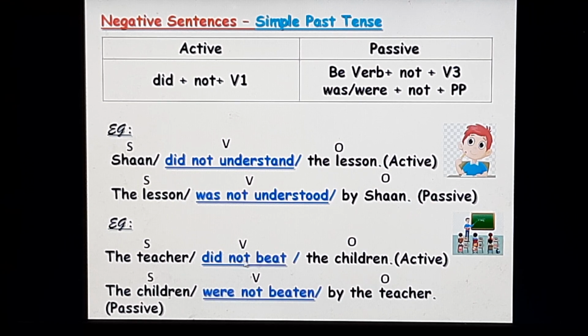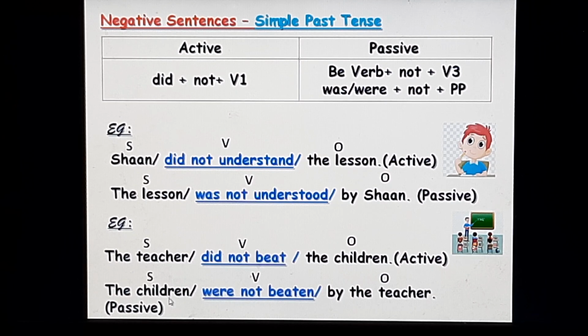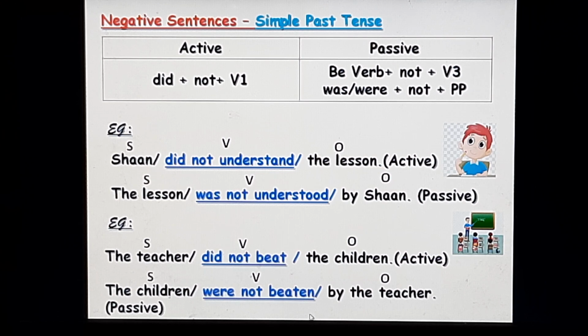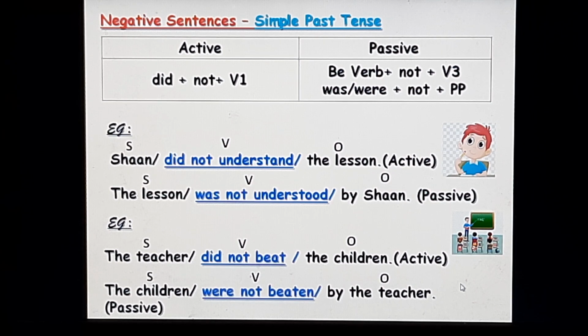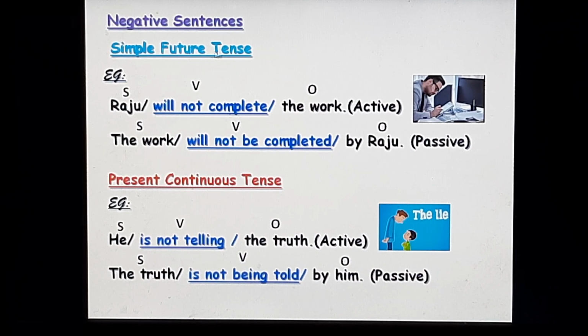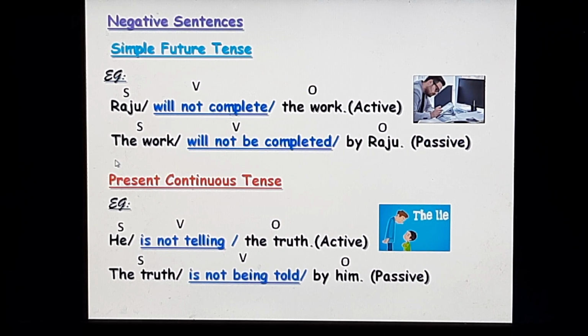Another example, the teacher did not beat the children. The children is the subject which is plural, so we use were plus not plus the past participle of beat is beaten by the teacher. The children were not beaten by the teacher is the passive form. Now, in the simple future tense, Raju will not complete the work. In the passive, the work is your subject, will not be completed is your verb. Now, we will introduce be soon after not in the verb by Raju. So, your sentence passive form is the work will not be completed by Raju.